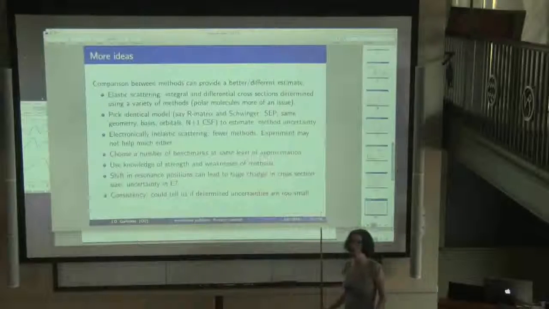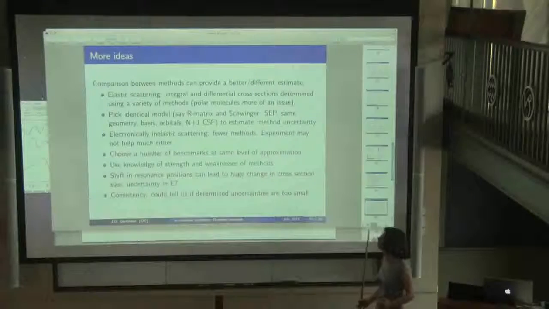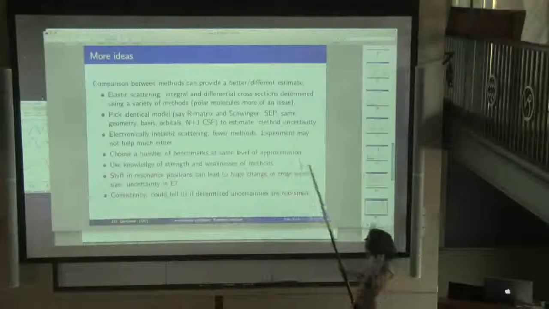With electronically inelastic scattering, it's not that there are fewer methods, it's that there are fewer results, because the calculations are more complicated, and I think people are more reluctant to embark on those calculations. But we could again choose a number of benchmark systems, use the same level of approximation.